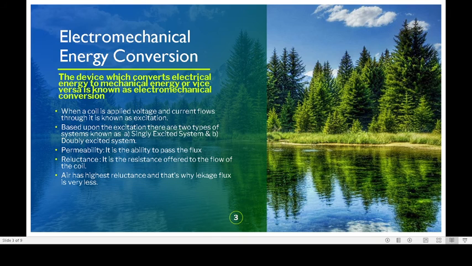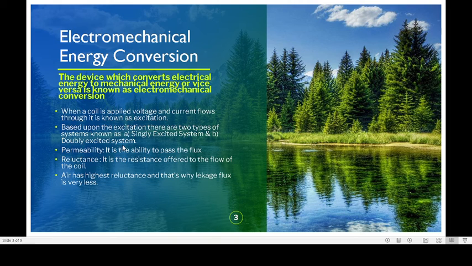Now, electromechanical energy conversion. The device which converts electrical energy to mechanical energy or vice versa is known as the electromechanical energy conversion. Therefore, when a voltage is applied to a coil and current flows through it, it is known as excitation. Based upon this excitation, there are two types of system possible, which are known as the singly excited system and the doubly excited system.